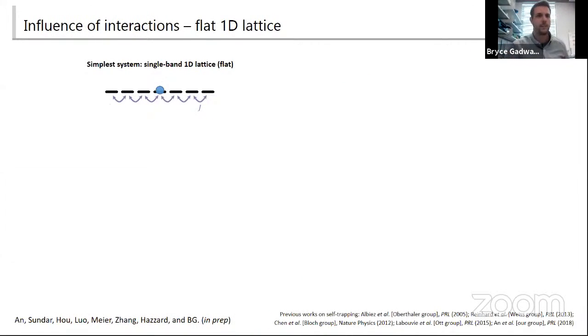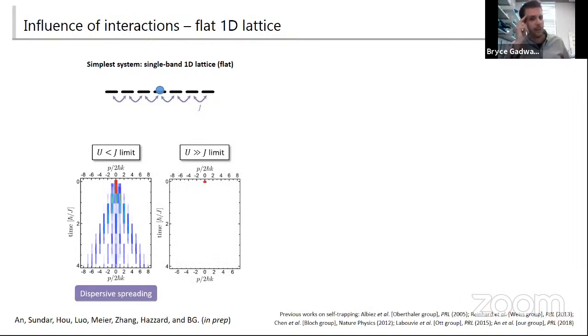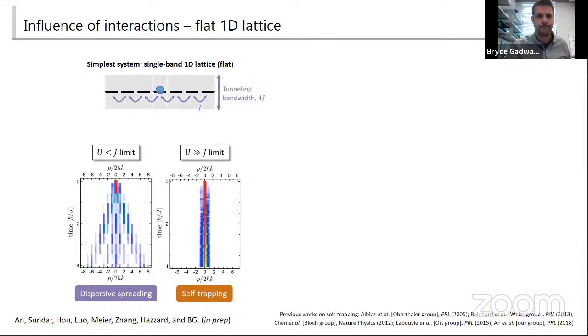And so one of the first things we looked at was what happens when you just put atoms in the simplest 1D lattice, and you again do a quench or turn on the tunneling suddenly. If my interactions are weak compared to tunneling, again, atoms just disperse or spread across the lattice. And if my interactions are strong compared to the tunneling, where this U is just the mean field energy, my atoms are self-trapped. And the transition should actually happen when the tunneling bandwidth 4J gets bigger than this mean field shift.